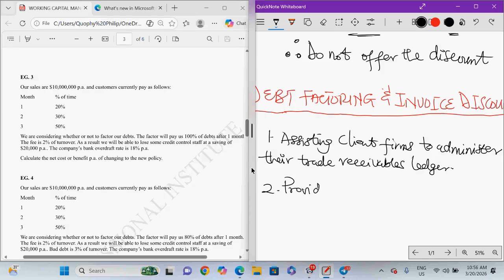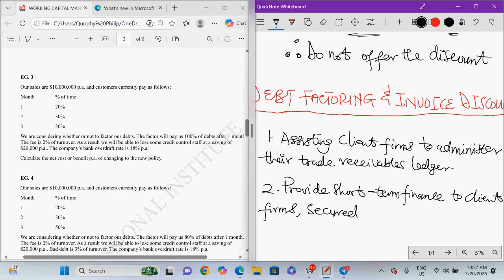So they provide short-term finance to client firms. And this short-term finance is secured on what? On the receivables. It is secured by the trade receivables.